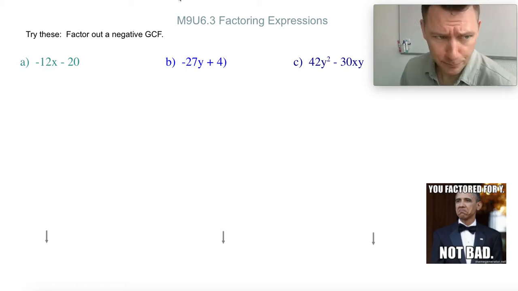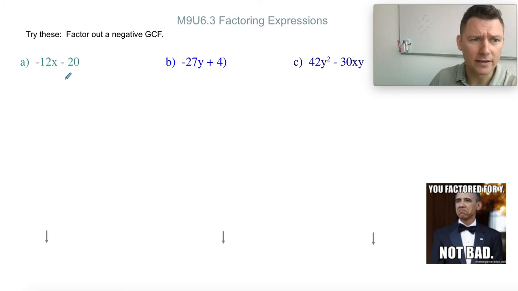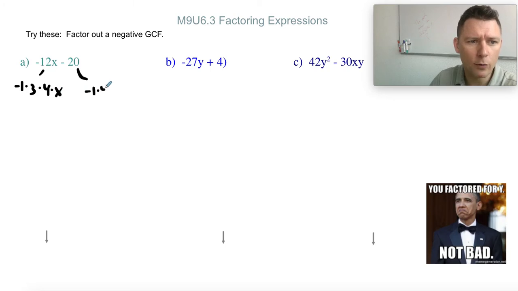All right, so this is just like the example we did last. If you really wanted to, you could factor the -1 out first, but this is like saying -1 times 3 times 4 times x. Right? 3 times 4 gives you 12, -1 gives you -12, and the x is there. And this is like saying -1 times 4 times 5.